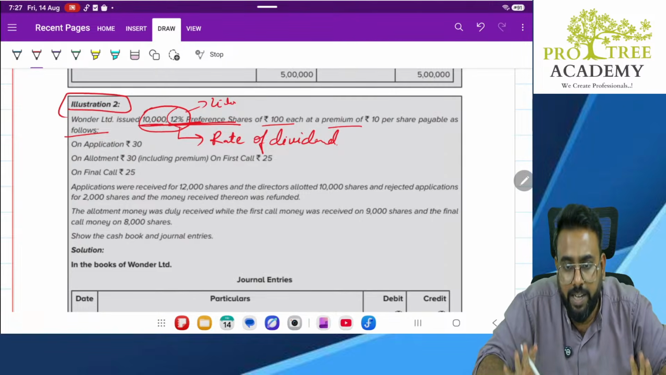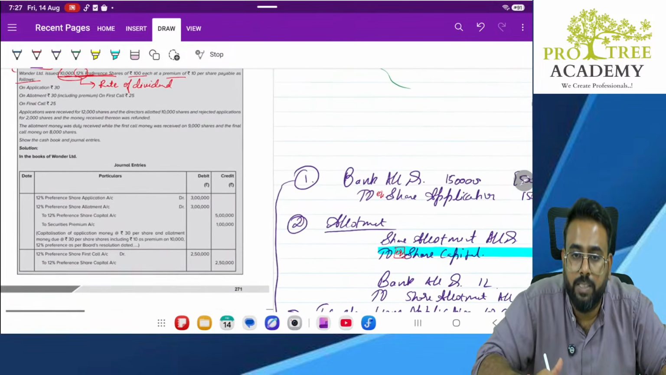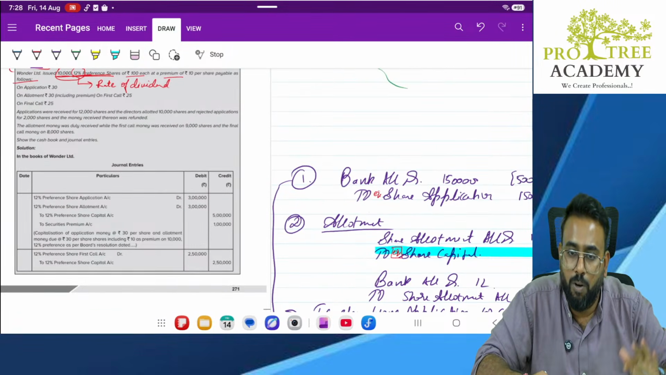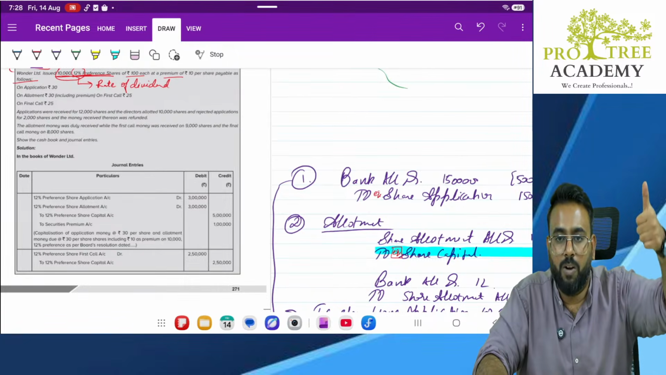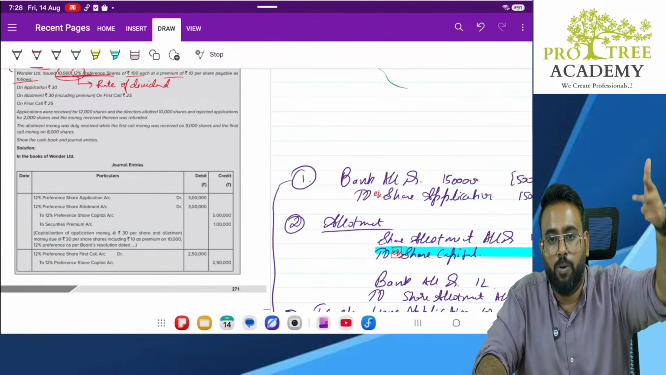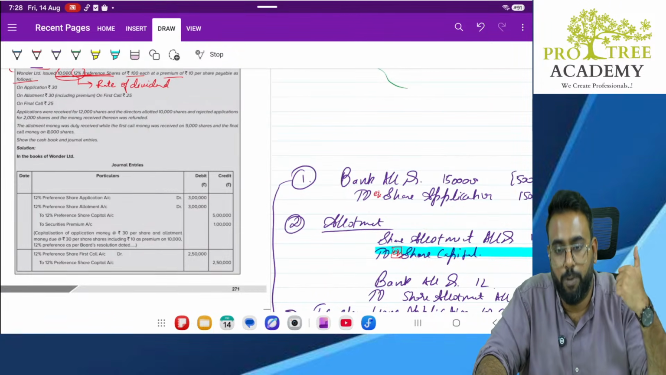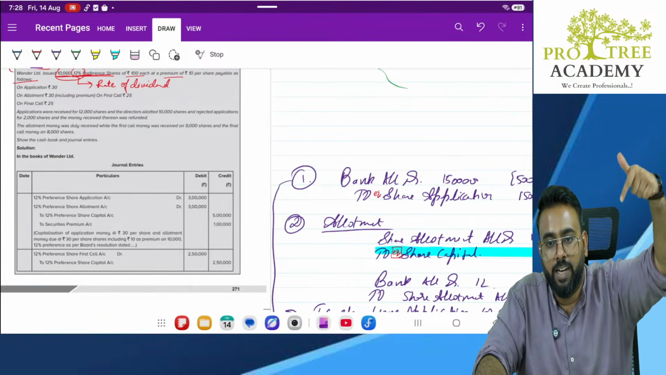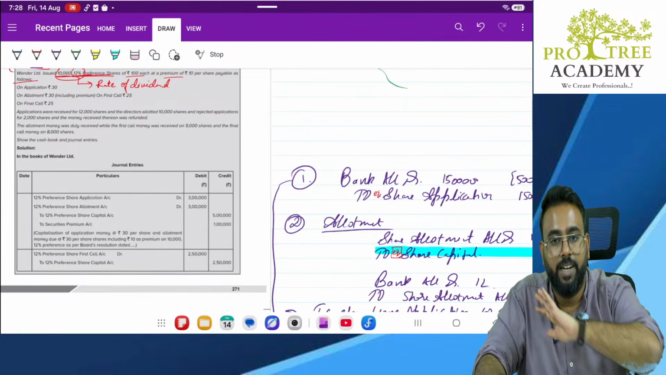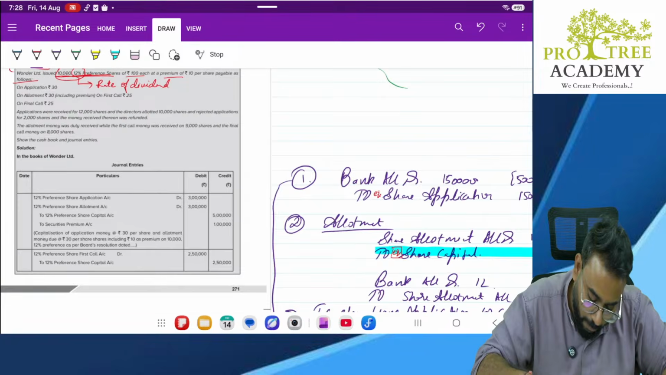But the journal entry remains the same. Sir, how does the journal entry remain the same if it is liability? Sir, share capital also, if you remember, capital account, liability account, income account, all fall under the same thing. Modern approach: increase credit, decrease debit. That is why the journal entry will not change. Clear?